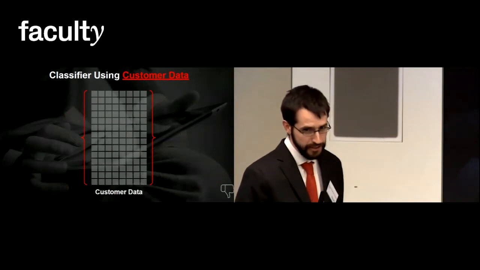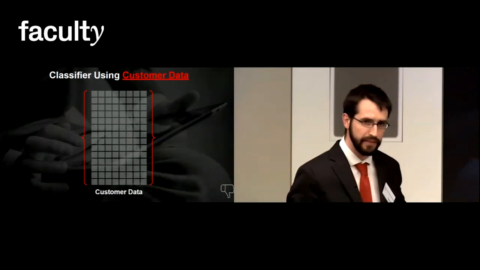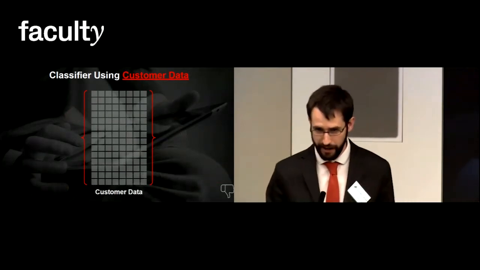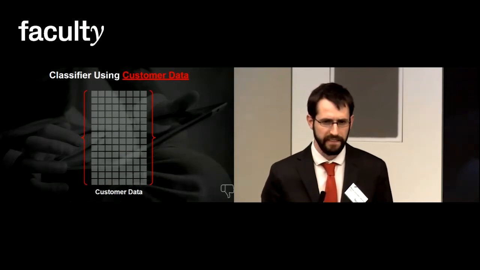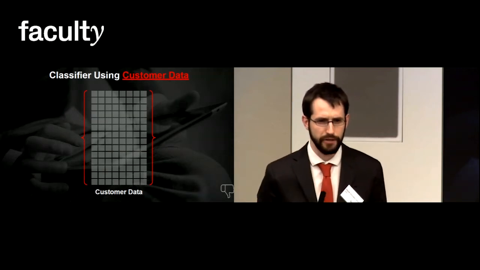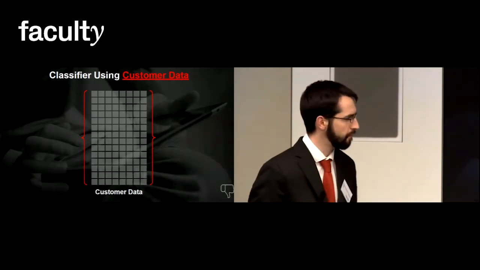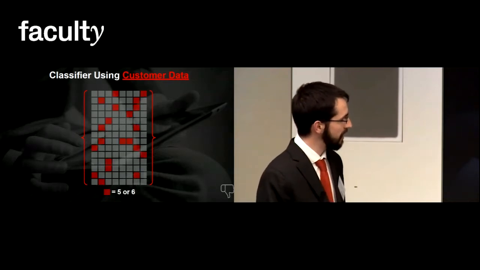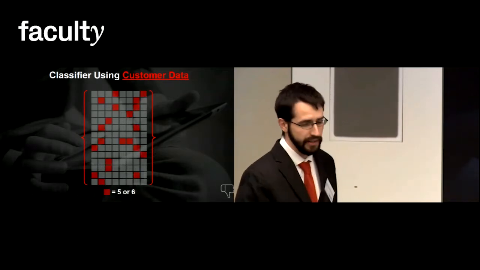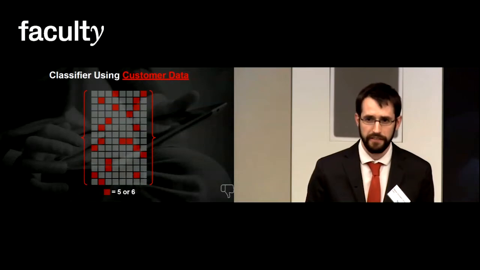Now, in order to do this, we use customer data. This is a database that Vodafone has for the entire customer base that contains around 200 features. This is information like what kind of phone you bought, and when was the last time you made a customer service call, that kind of thing. This data contains all this information. What we want to do is find 5s and 6s there.